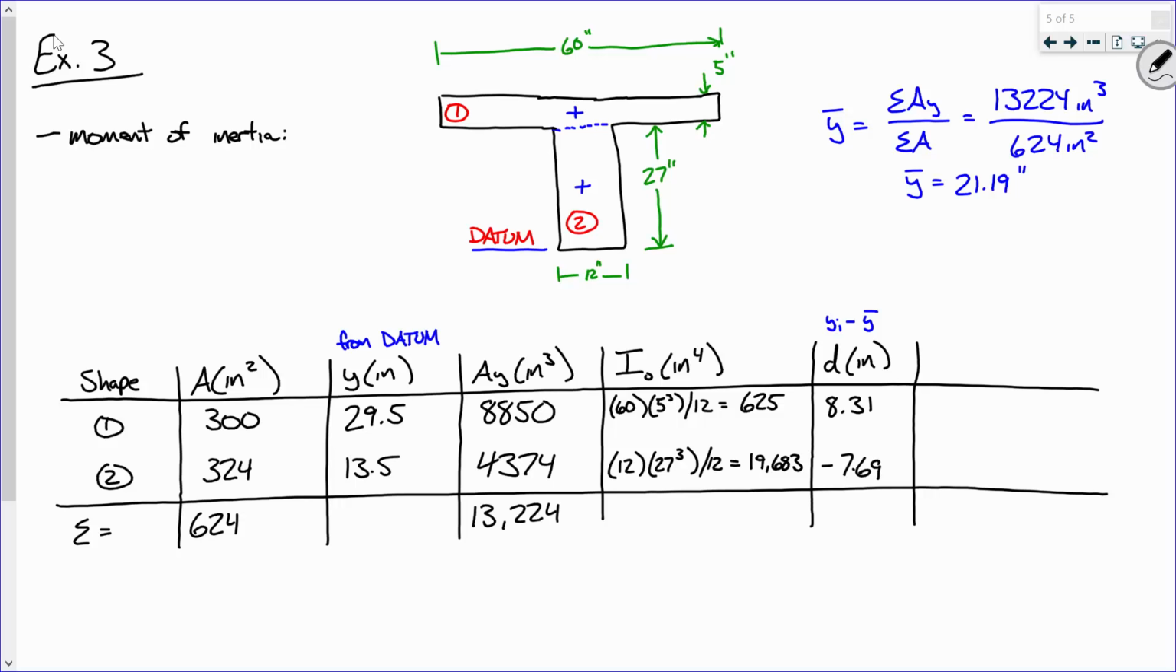Sound good? The last thing that we need to do is compute the moment of inertia of each individual shape according to the parallel axis theorem. So the way that we do that is we take I naught plus A d squared, and that unit will be in inches to the fourth. So we do that a row at a time. It's going to be 625 plus 300 times this quantity squared, and then 19,683 plus this value times that quantity squared. Now we'll just take it to one decimal place.